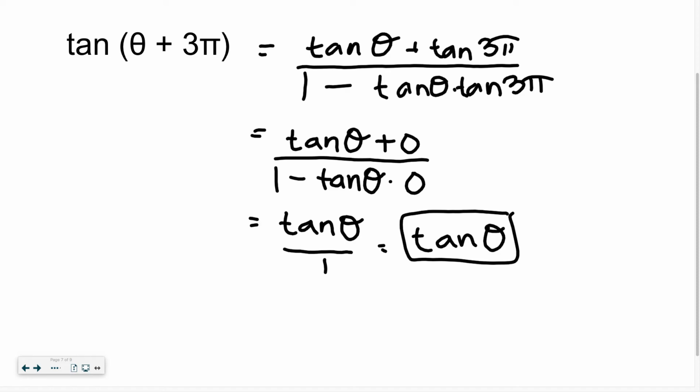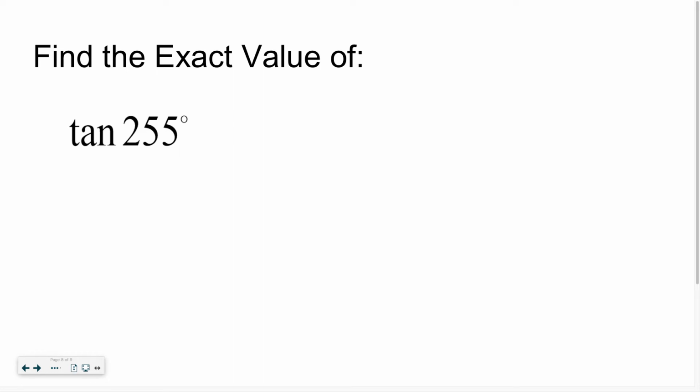Okay, last one. 255. Talk with your pod. Come up with a pair of angles that can add or subtract to be 255 that you know from the unit circle. Brainstorm with your pods. I want a list of more than one pair in the end.